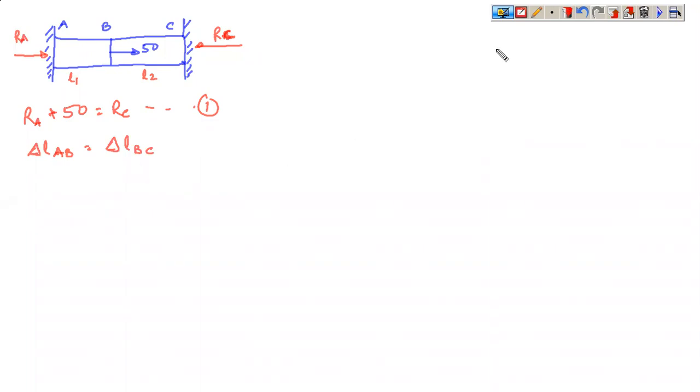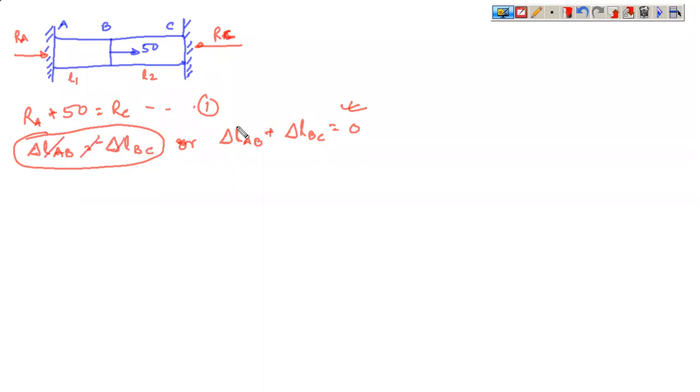You can write it in this way, or you can also write this as delta L of AB plus delta L of BC is equal to 0. More genuine is this one. So if you write this, this has to be preceded with a negative sign. Okay, so prefer not writing this because this is not a mathematical statement. This is a mathematical statement that the total change in length of both these bars combined will be 0. Why it will be 0? Because it is rigidly fixed from both the ends. There is no provision for extension.